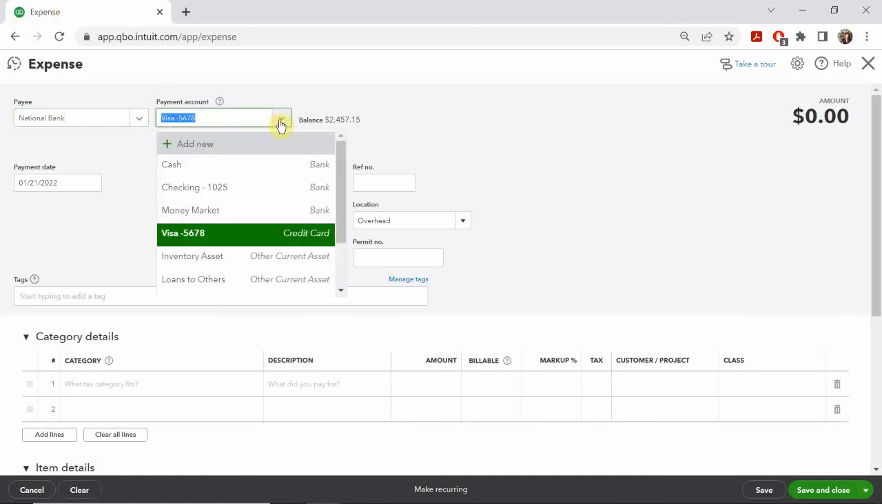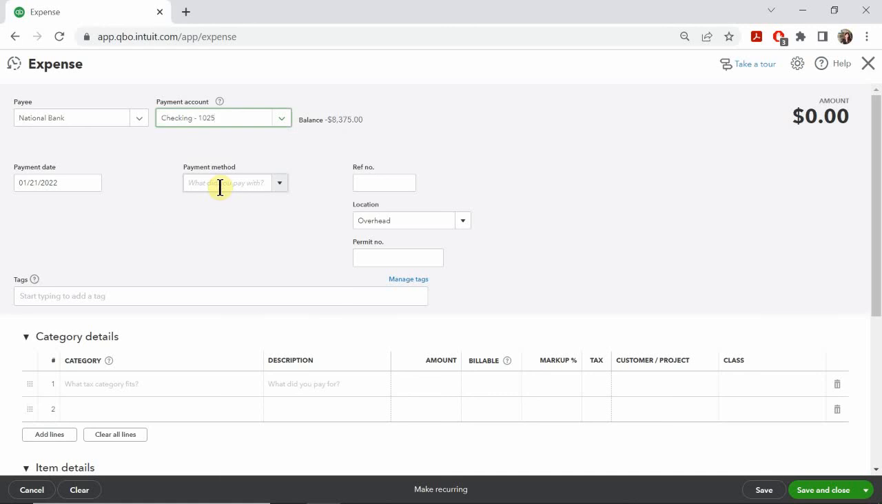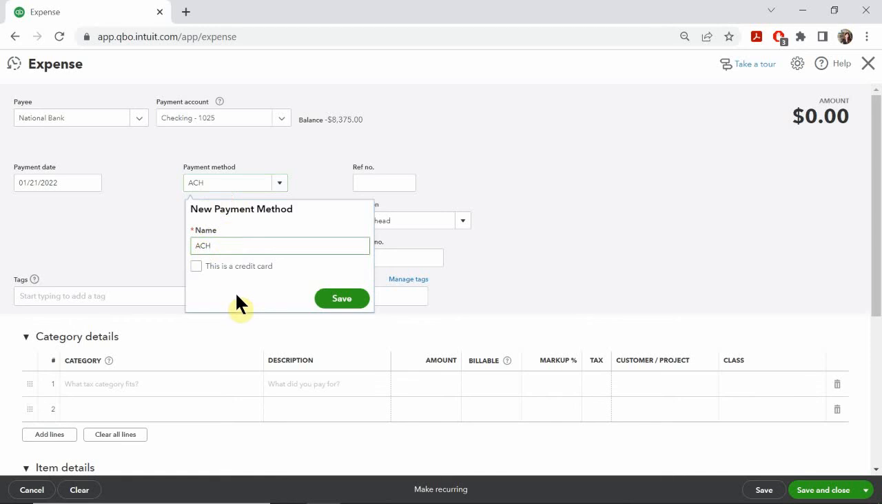Typically, if you're going to pay a loan, you usually can't use a credit card to pay your loan. So there you go. Checking. And what form of payment are you going to make? This is going to be an automated clearing house, okay? Or if you know it better as an EFT, you can put EFT. So I added them in there. There you go. And save.